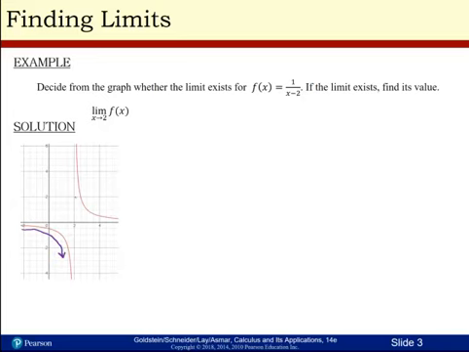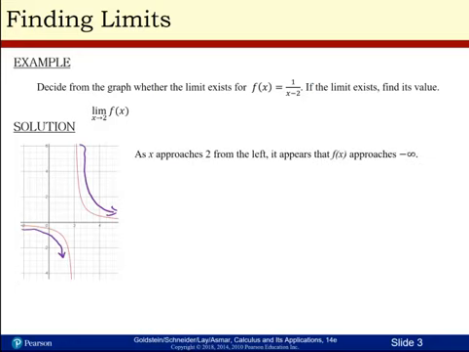Now at 2, I have a vertical asymptote because if x were 2, I would have 0 in the denominator. So that would mean that something funny is going on. Now in this separate piece, as I look at it from left to right, I'm also going down. So as x approaches 2 from the left, it appears that f of x is going to negative infinity. As x approaches 2 from the right, it appears that f of x is approaching positive infinity.